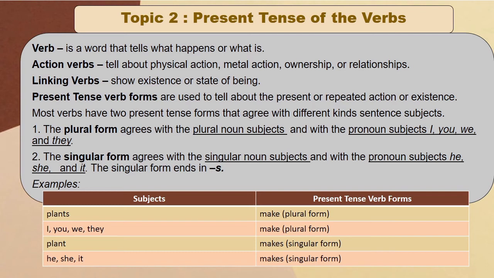Example subjects: plants, I, you, we, and they are all plural. They use the word make as the plural form of a present tense verb. Plant, he, she, and it are singular subjects. So they use the singular form of the present tense verb.